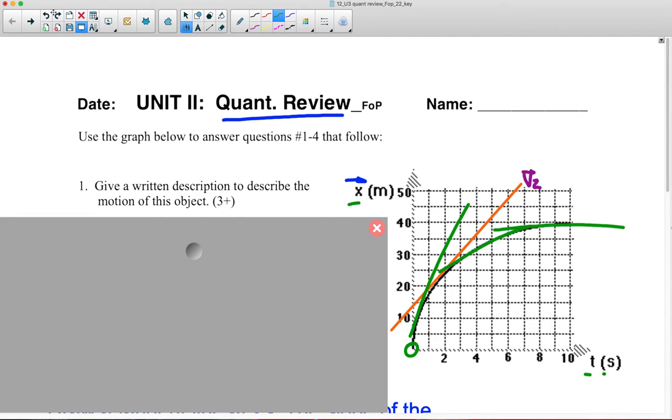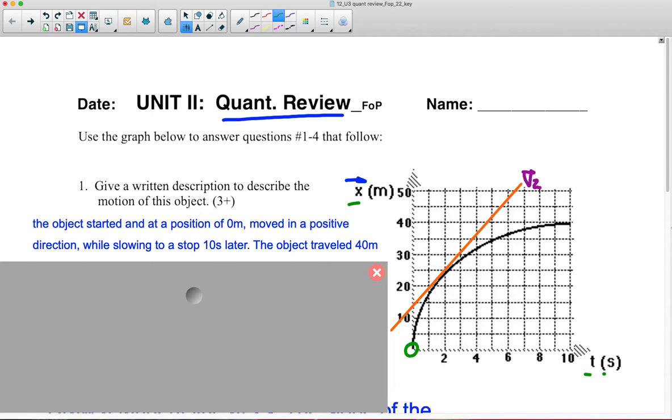If we wanted to give a rock star awesome answer, we might want to look at something like this. The object started at a position of 0 meters. It moved in a positive direction while slowing to a stop 10 seconds later, and we can find out here that the total distance it traveled was 40 meters across those 10 seconds.